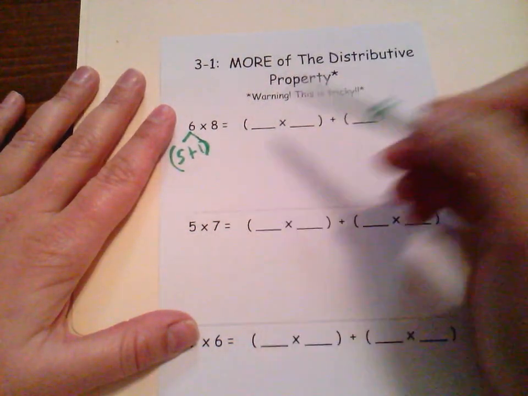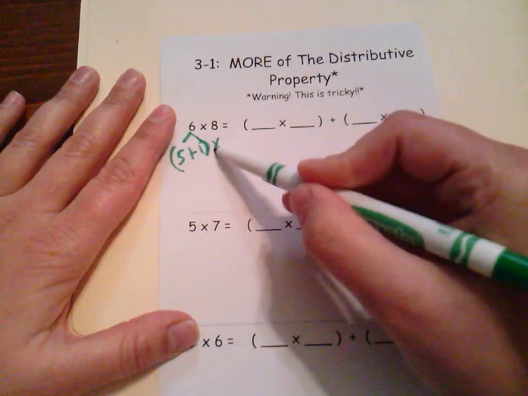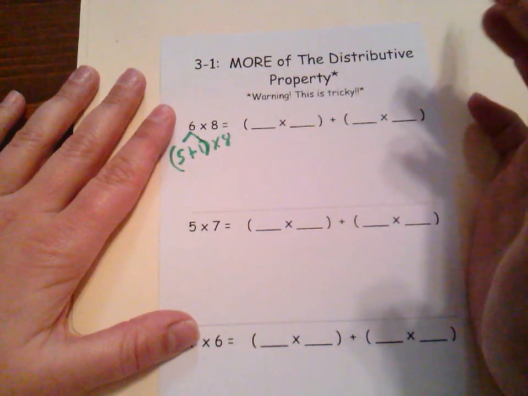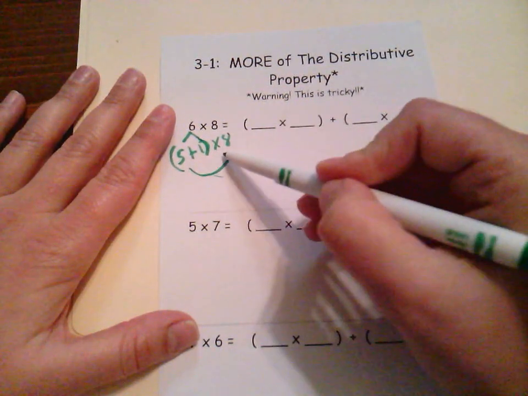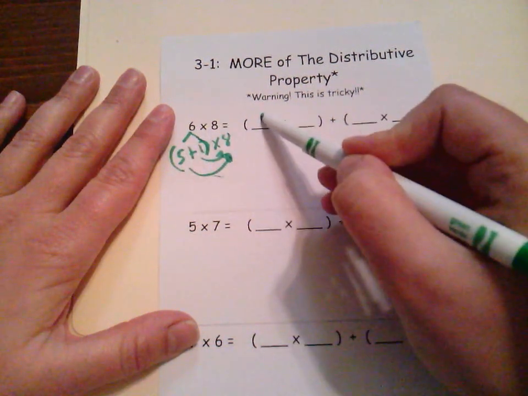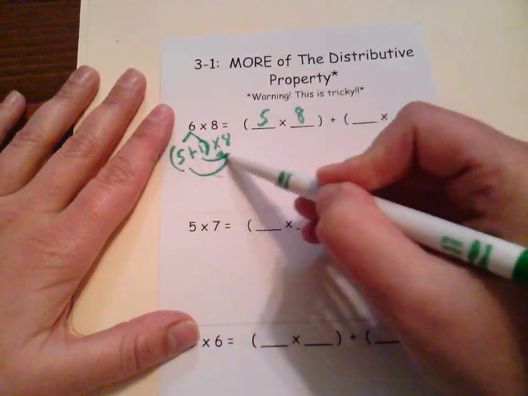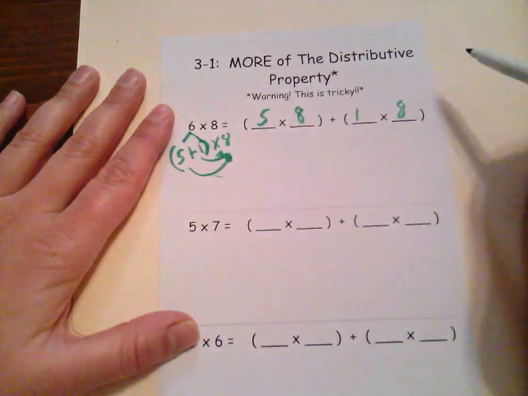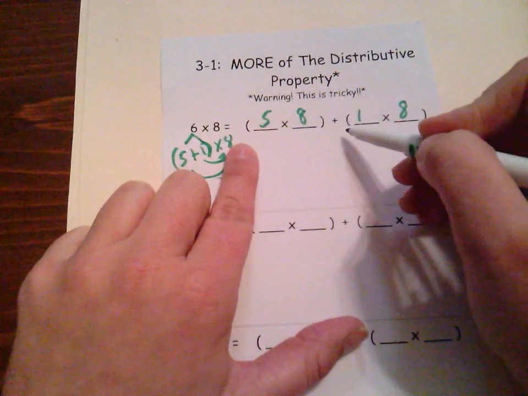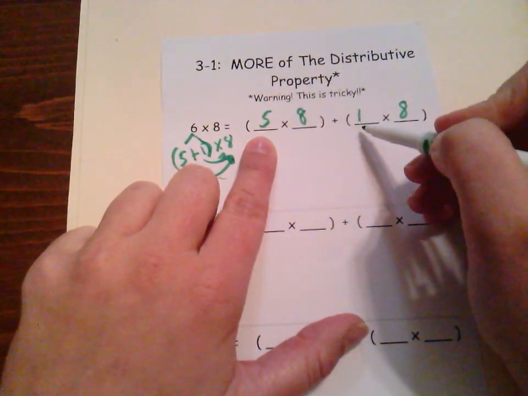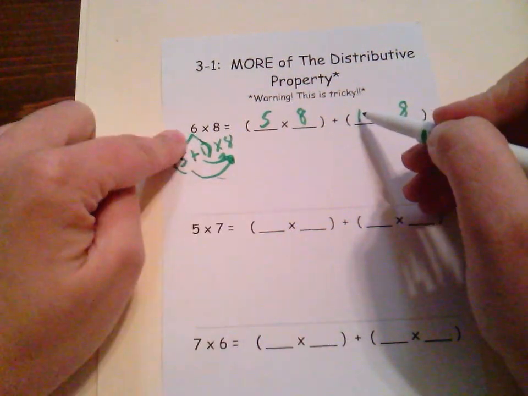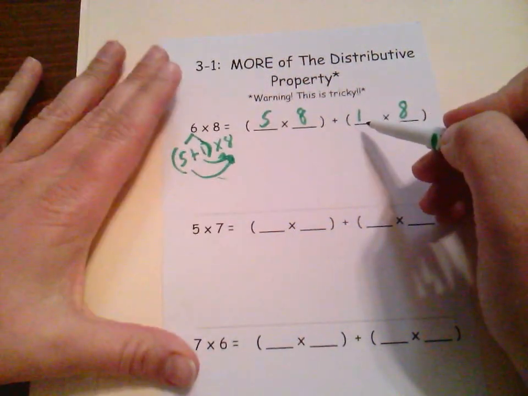So in this case, I now have a 5 plus 1 times that 8, and my 8 is staying the same. I only break up one factor. And now when I go through and I distribute, I'm going to have two more equations. I'm going to have 5 times 8 and 1 times 8. Now, looking back, I know that my 8 has stayed the same as one of my factors, and now my 6 is kind of a secret identity with that 5 and that 1. So that 6 is still there, but it just looks a little bit different.